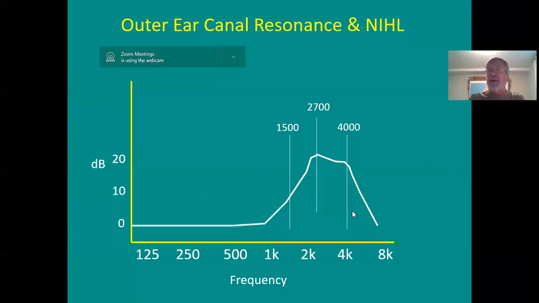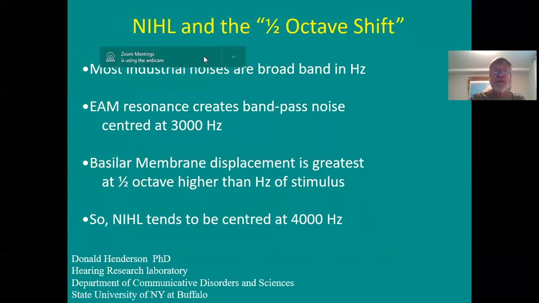Now, your ear canal is not made out of glass or steel. It's made out of flesh and bone, so that resonance is fudged or spread out a bit. And there's also something called the half-octave shift, and that's shown here. Most industrial noises are broadband. Okay, they involve a lot of frequencies.